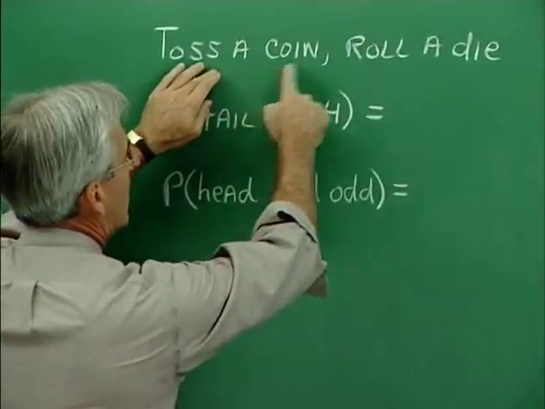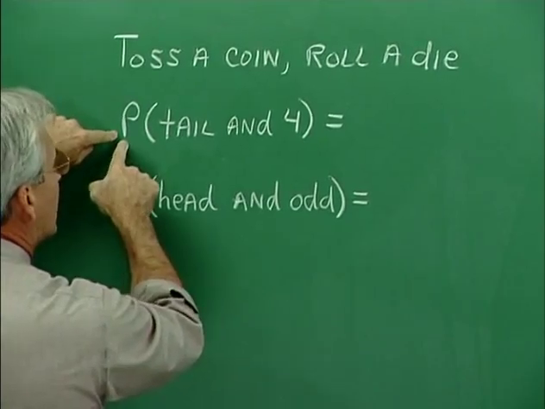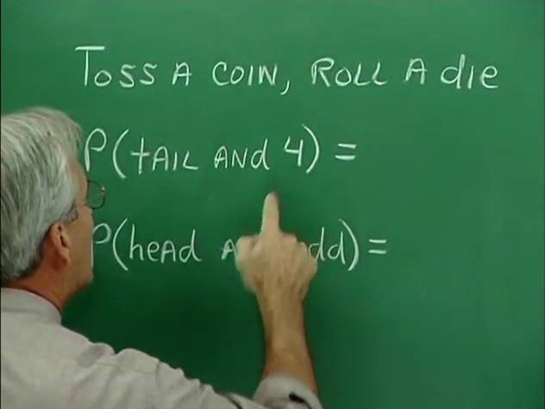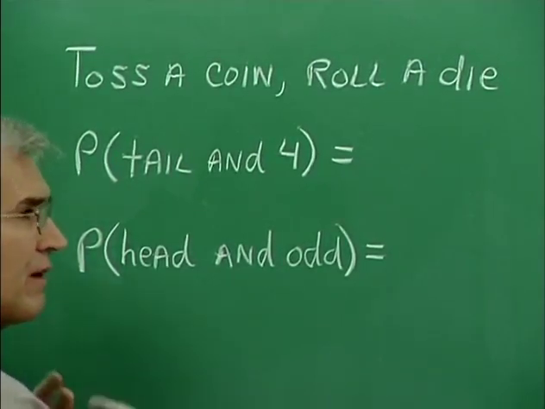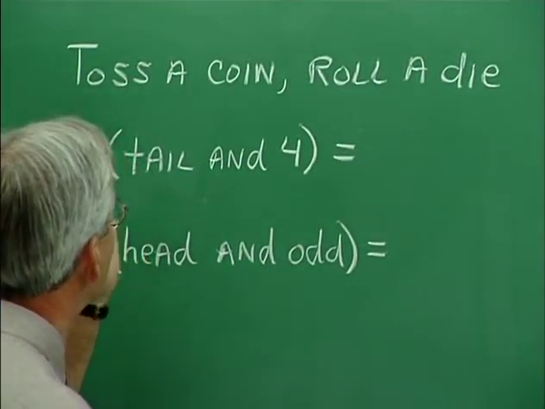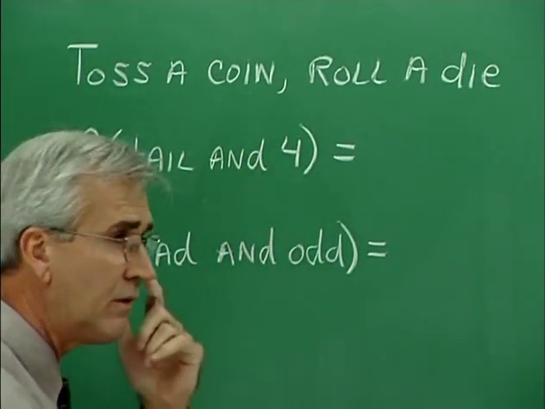We have tossing a coin and rolling a die. Now, let's calculate the probability of tail and 4. Tail and 4. Now, first of all, we might think of, gee, how many favorable outcomes are there? Well, let's see, how many ways can we toss a tail and roll a 4? Well, there's only one way to do that.